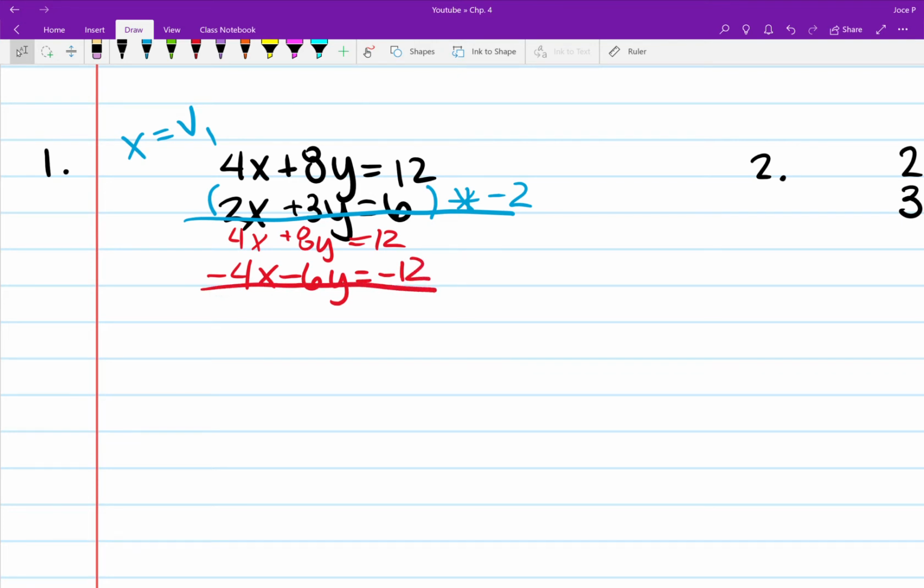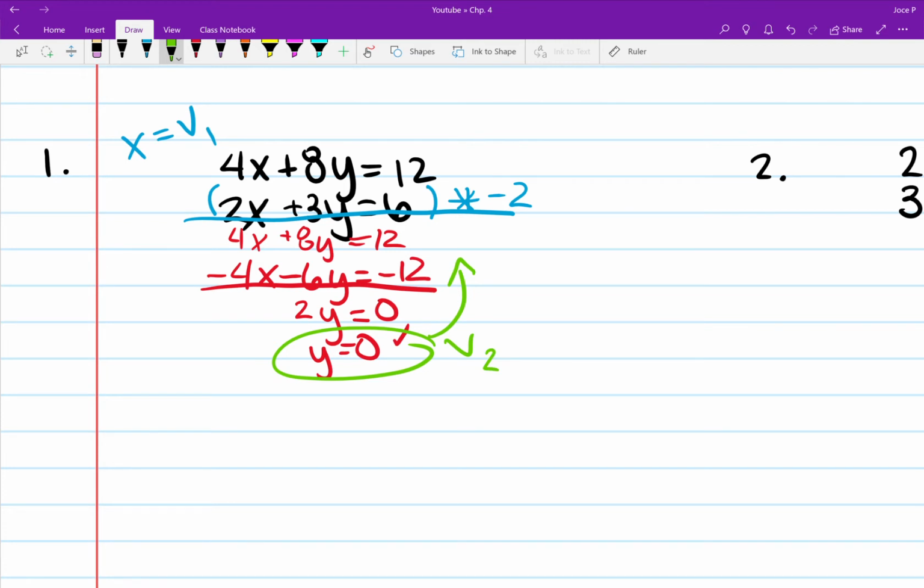Fantastic. Now we're going to take the sum of both. So we are going to get 2y equals 0. So y is equal to 0. Check. Now we are going to plug this back into any of the original equations to solve for v1, since this is v2, just like in substitution.